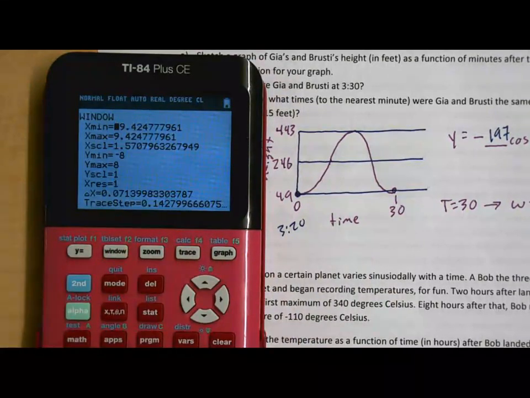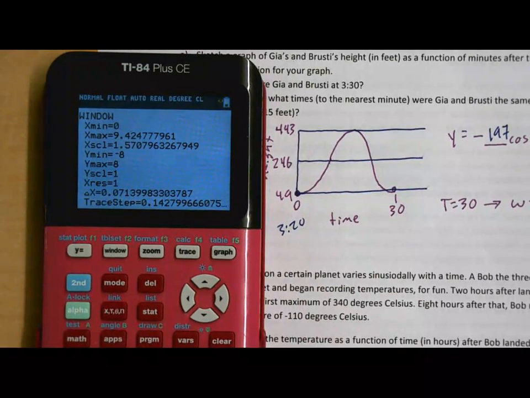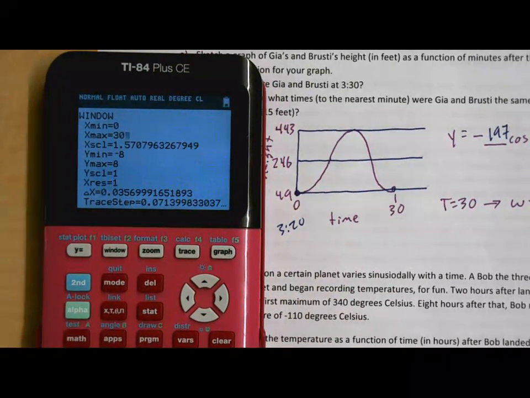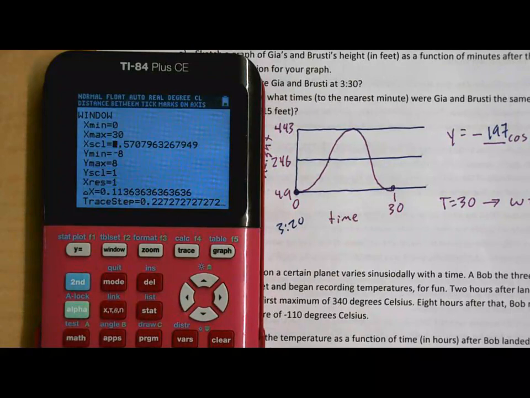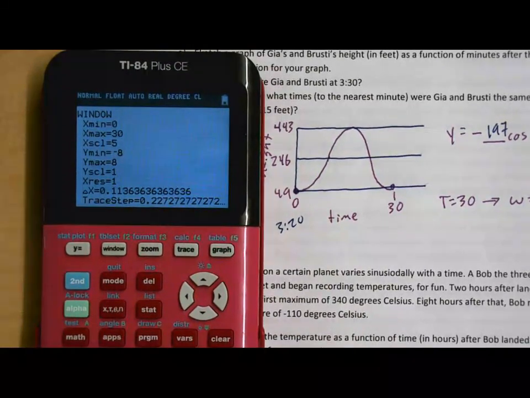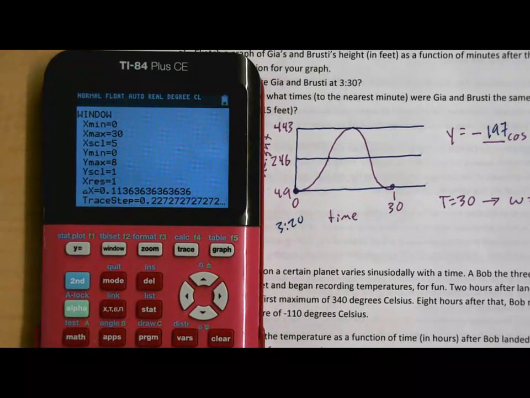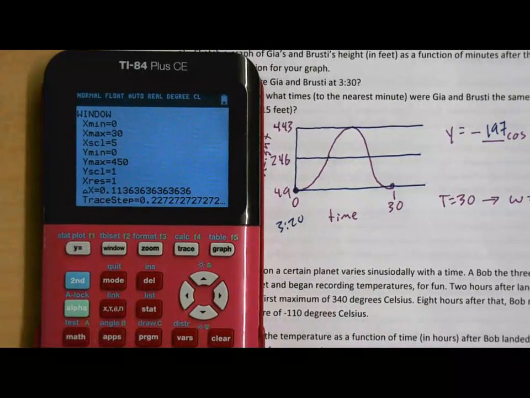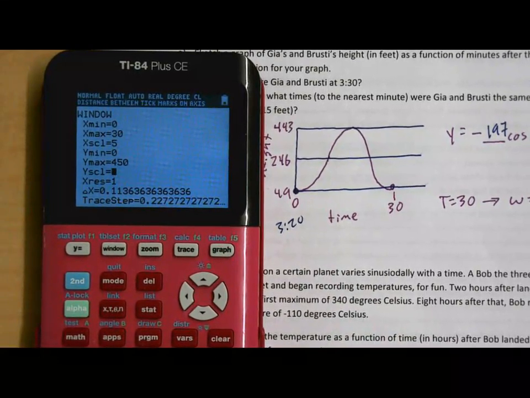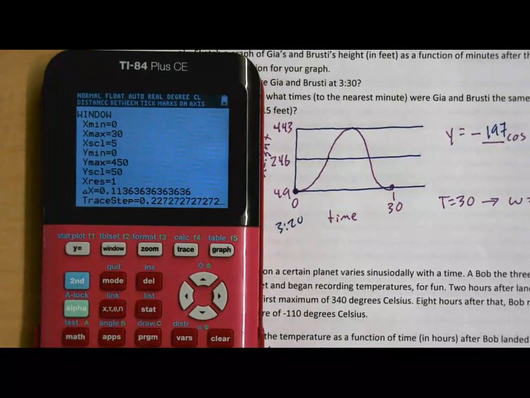So X min 0, make it go out to 30. Maybe a tick mark every 5. Y min, I'm going to set my Y min to 0. And I'm going to make it go up to something higher than 443. How about 450? And I don't want to have 450 tick marks. Maybe we'll do a tick mark every 50 here. That would make sense.